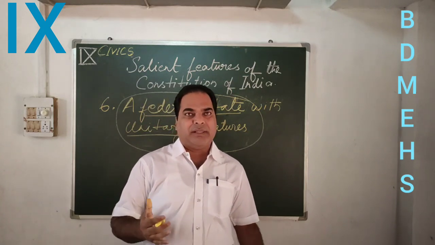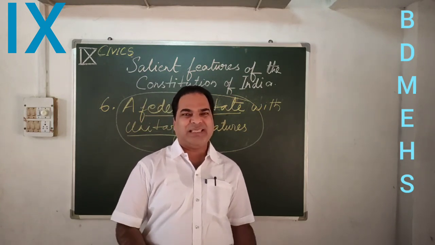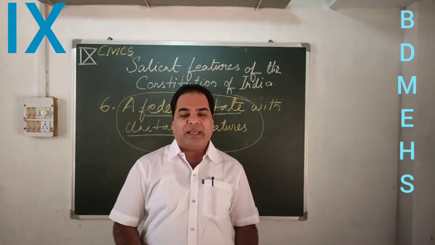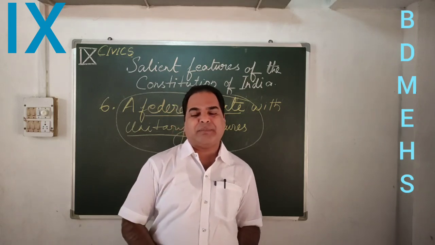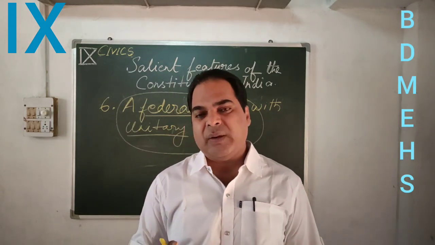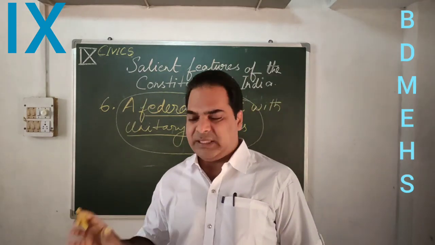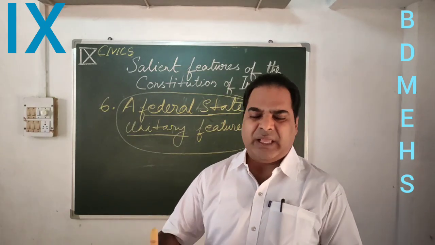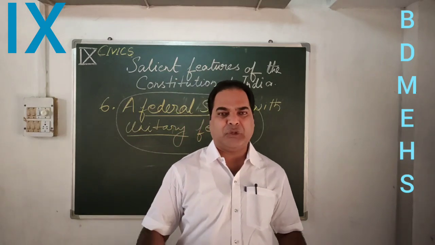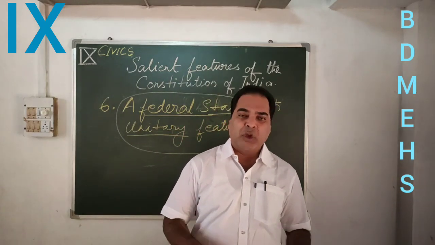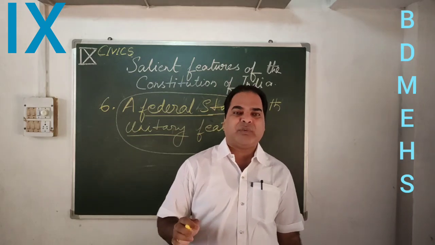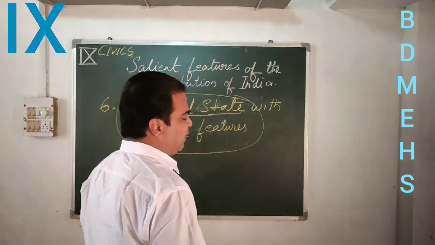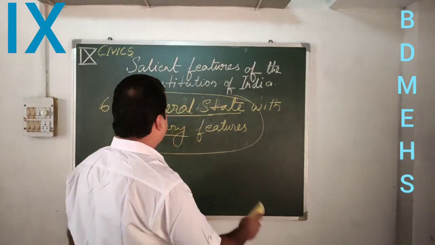Now, there are three types of lists. The Union list is there, the State list is there, and the Concurrent list is there. So the Union government can make laws on the subjects mentioned in the Union list, and a state government will make laws on the subjects mentioned in the State list. Everything is clearly defined through our constitution. That is why our constitution is a written constitution which clearly demarcates the powers between the central government and the state government. This I'll explain to you later on when we discuss another chapter.